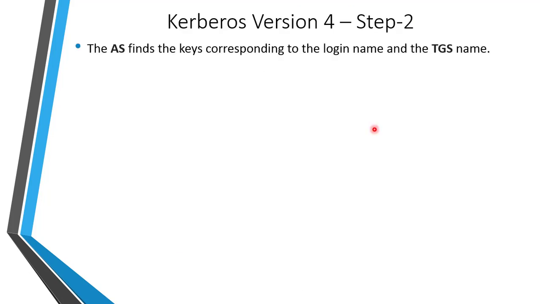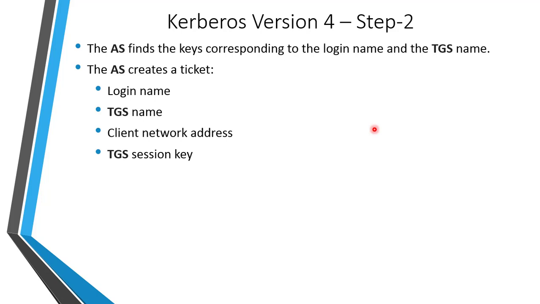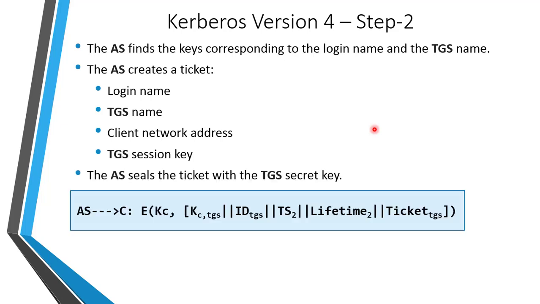The authentication server finds the keys corresponding to the login name. Using the client ID, the authentication server finds the login keys, or we can say the password, from the database, and the TGS name. After that the authentication server creates a ticket which consists of the login name, TGS name, client network address and TGS session key. The authentication server seals the ticket with the TGS secret key. Now the authentication server replies with the ticket of the TGS.